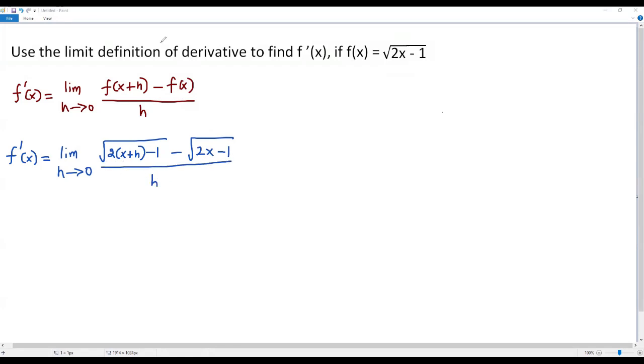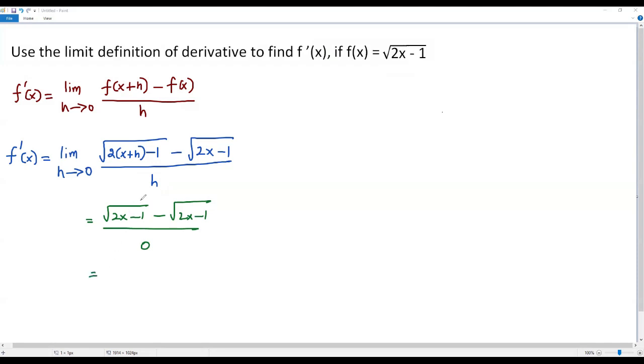Now what I need to do is plug in h equal to 0 into this function. When I plug in h equal to 0 over here, this will become just x. So 2 times x will become just 2x, and I'm getting the square root of 2x minus 1 here. And here it will come as it is because we don't find h over here, the square root of 2x minus 1.